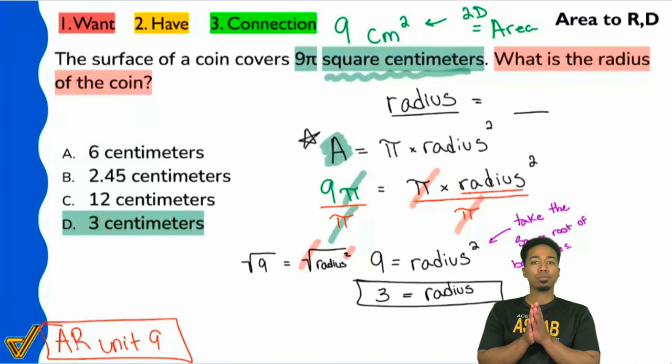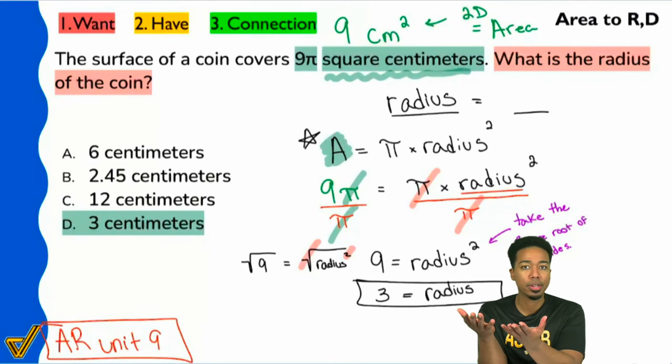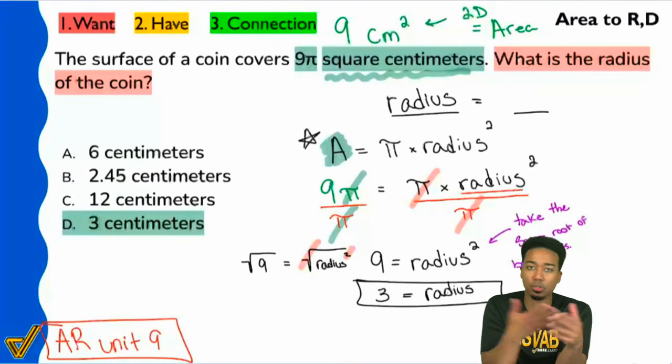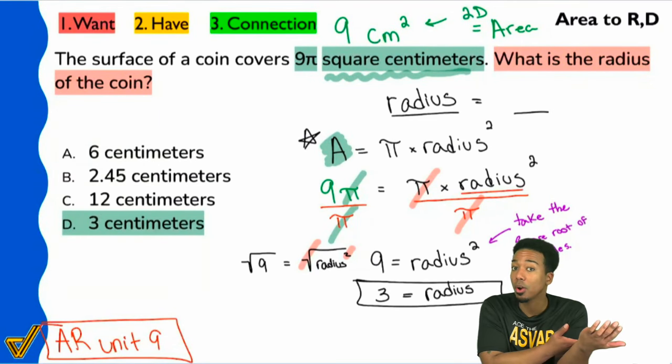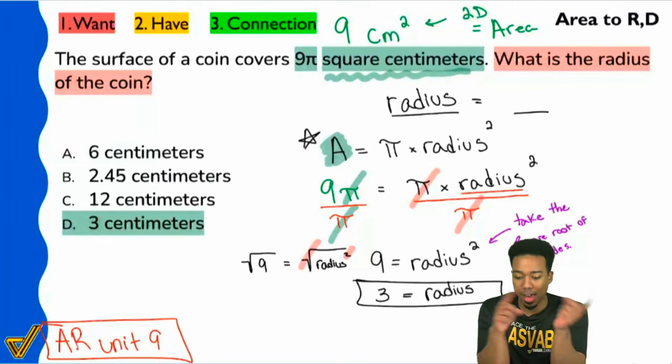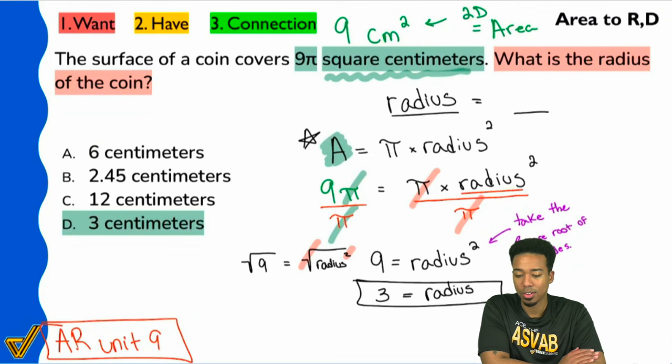So before we continue, quick question. Do we understand that there are problems where we'll have our formula and we'll be working forward to get circumference or area, and there'll be problems where we work backwards, where we're given the area or circumference to start off with, and we have to go the other way? Right on.